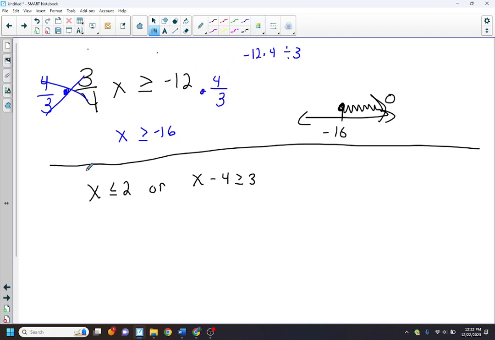So first, this one right here, it's already finished, so we're already good with that. This one over here, though, it's not finished. So what are we going to do to both sides? Add 4. X is greater than or equal to 7.